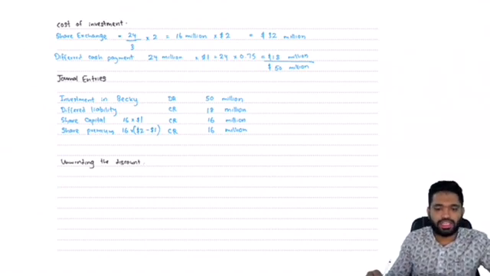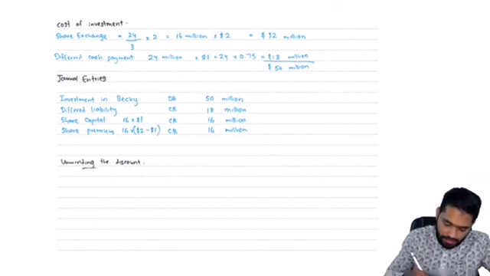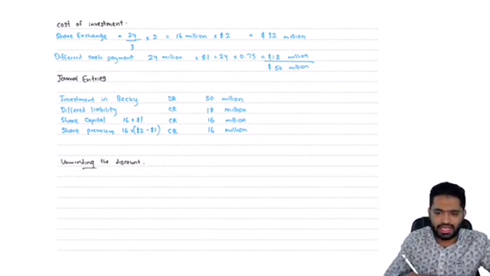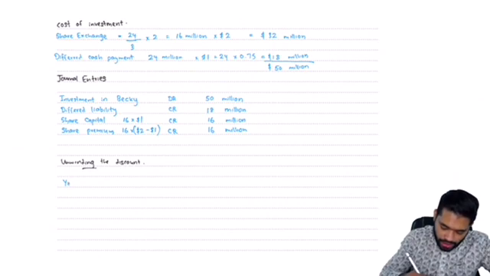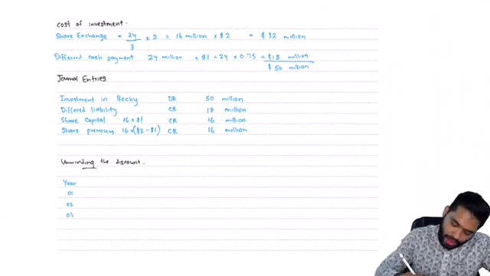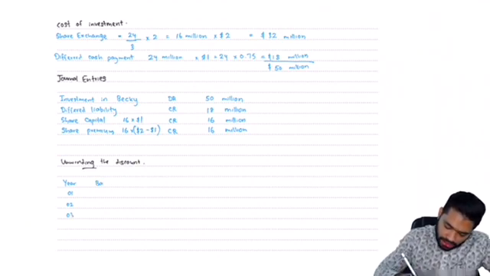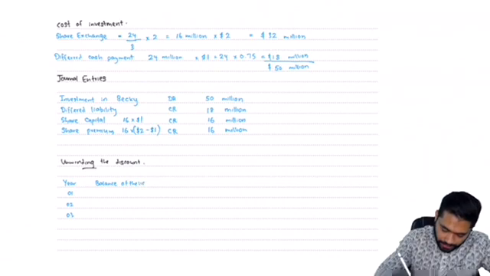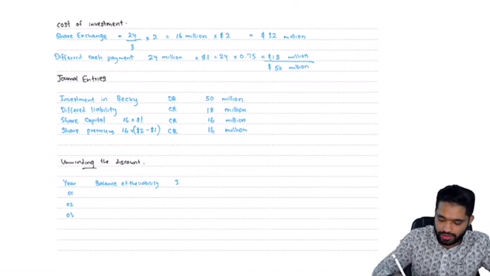Here, of course, you only need to do it for 1 year, but to help you all understand, I will be doing it for all 3 years. So year 1, year 2, year 3. The interest is going to be charged on the balance of the liability. The interest will be charged at 10%.